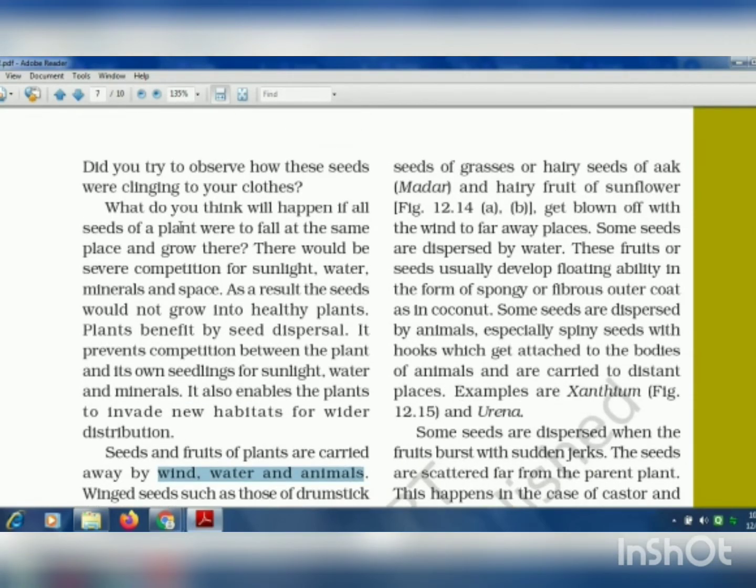Now, here a question is asked: if we sow many seeds at one place, then what will happen? So, the answer is that there will be a competition among all the seeds to get sunlight, water, minerals, and space. And because of the competition, no seed will get proper nutrients, sunlight and water, and because of which no seed will grow into a healthy plant. So it is necessary that you sow the seeds at a distance at different places, so that there is no competition between the seedlings or the seeds, and each seed can grow into a new plant.